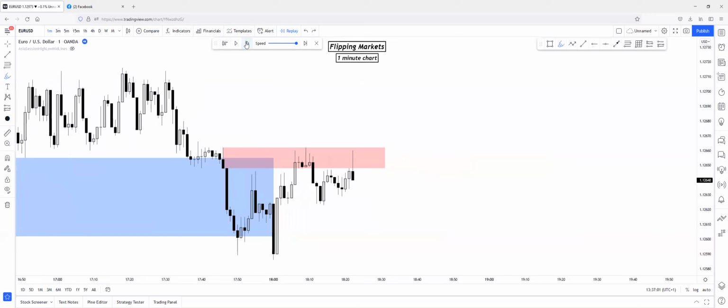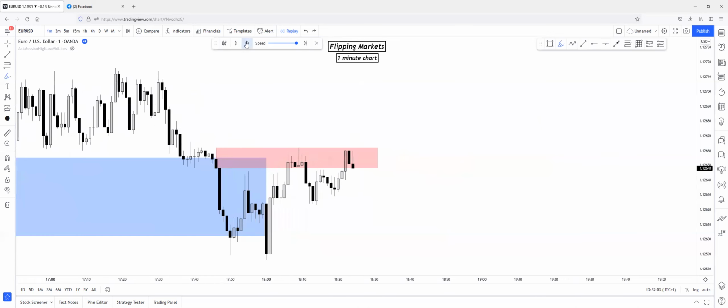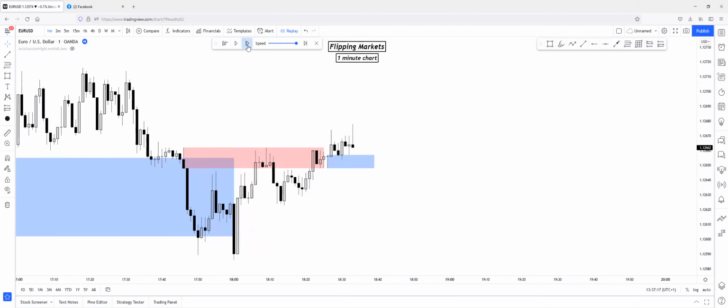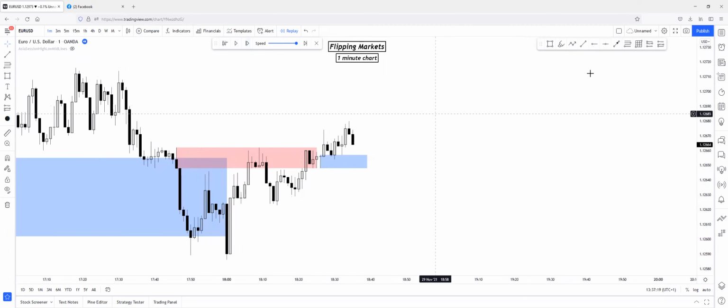Let's see what happens next. It's in the supply zone again, and the break of the supply zone happened, as you can see. The break of the supply zone happened from this candle. Okay, let's just extend this and let's see what happens. As you can see, price is continuously breaking structure to the upside with small, not so inefficient movements.